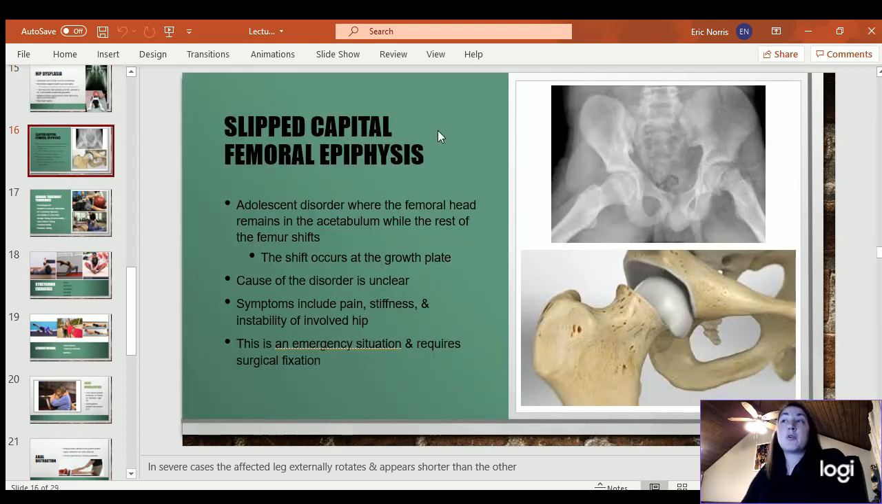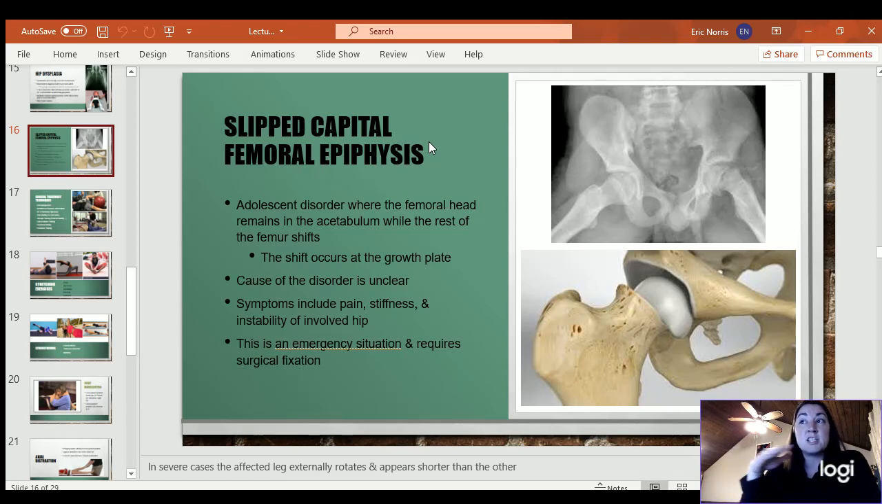Slipped capital femoral epiphysis. Remember, the epiphysis is the growth plate, and this is a disorder that happens in adolescence, where the femoral head basically gets stuck in the acetabulum, and it stays in place in the acetabulum while the rest of the femur shifts. If this is the femur and here's the head on top of it, the head stays in one place and the femur shifts out from under it.